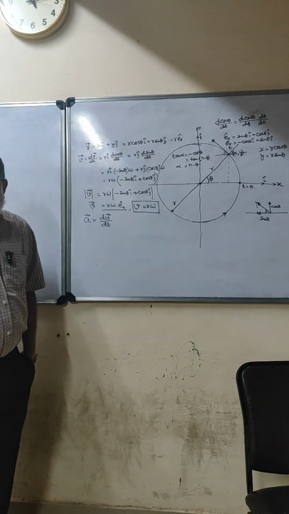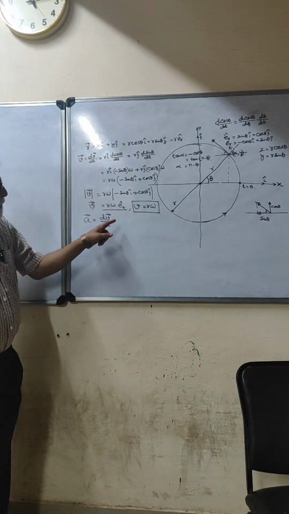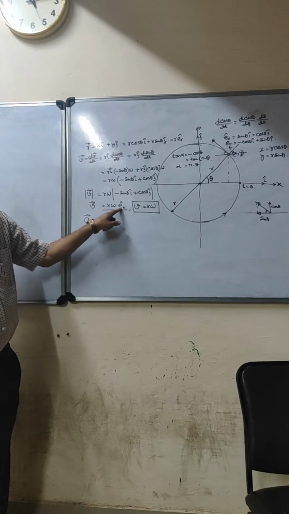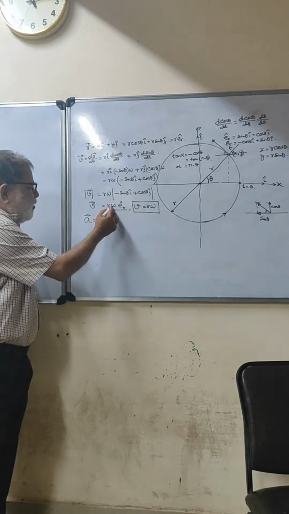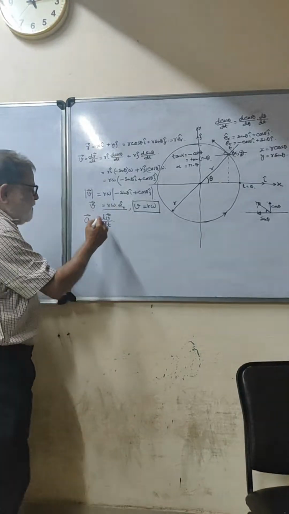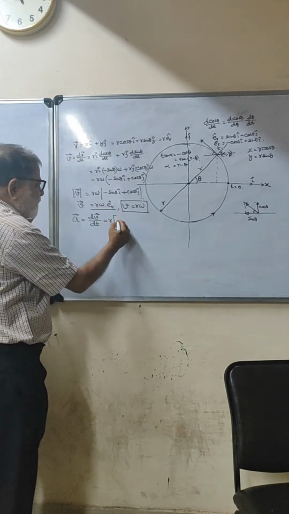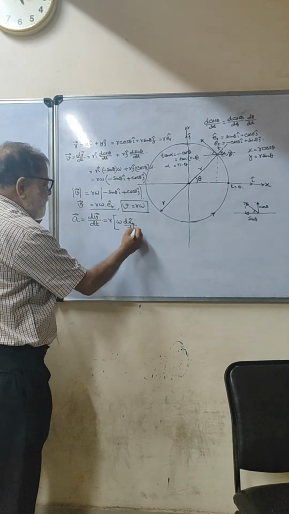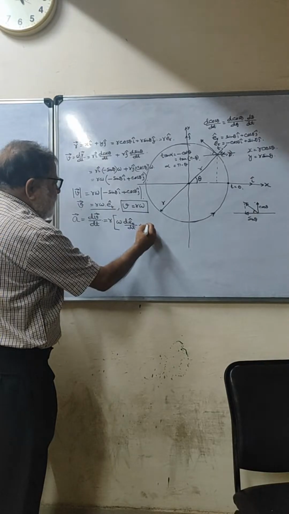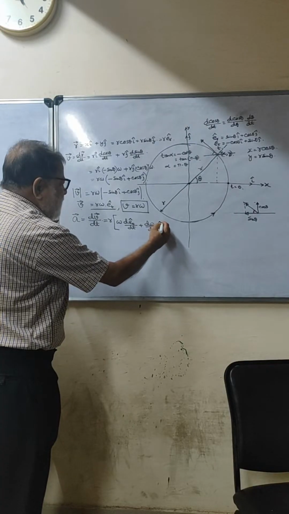So R is constant, but omega is not necessarily constant. And what about et hat? Is it constant? It is also no, because it's a function of theta. That means there are two variables here, omega and et hat. R is constant, so I can write it as R into these two variables: omega de_t hat by dt plus d omega by dt into et hat.